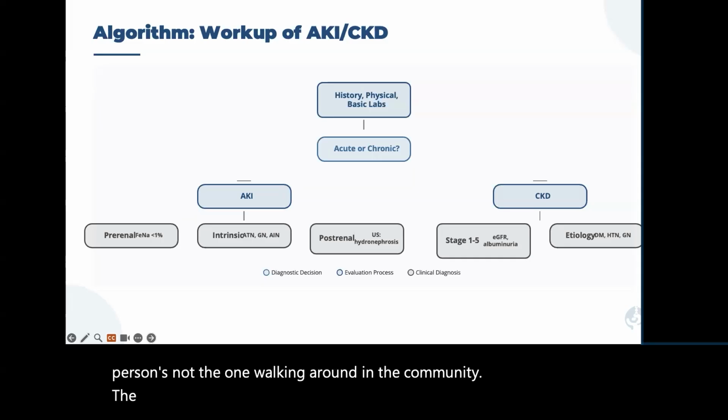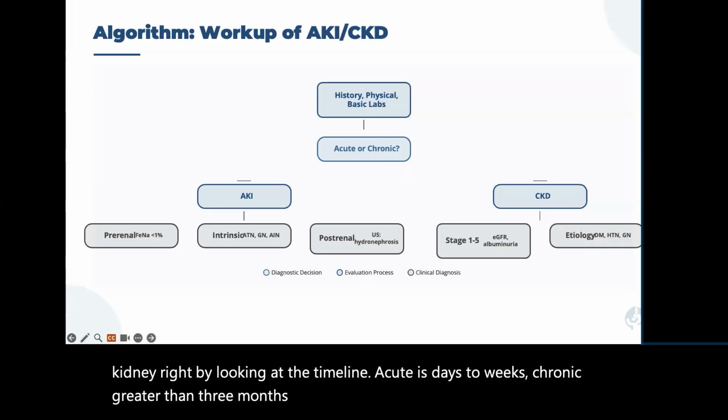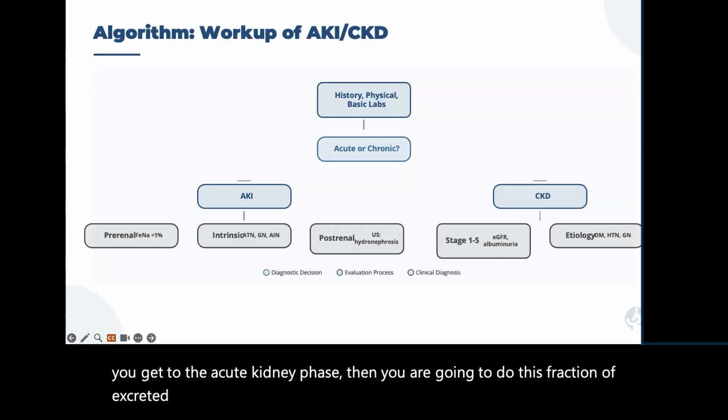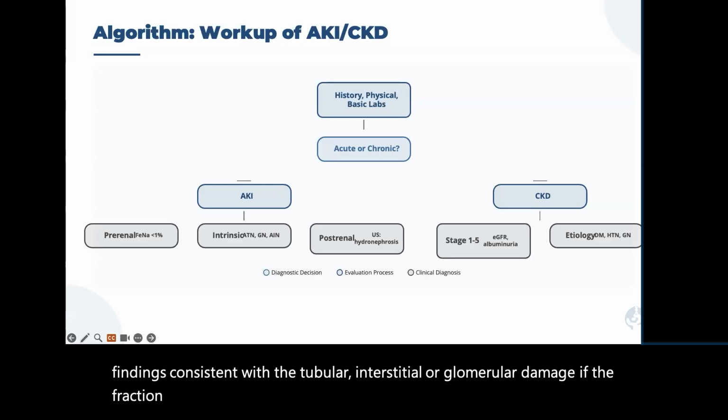The other thing you want to do is distinguish acute kidney from chronic kidney, right? By looking at the timeline. Acute is days to weeks, chronic greater than 3 months. You want to look at older labs, older imaging. If you get to the acute kidney phase, then you are going to do this fraction of excreted sodium and you're going to take a look and see if you have findings consistent with the tubular, interstitial, or glomerular damage. If the fraction of excreted sodium is greater than 2, it's muddy brown.